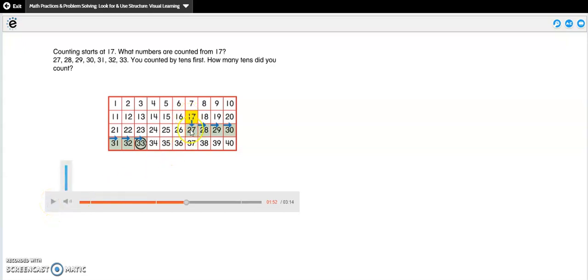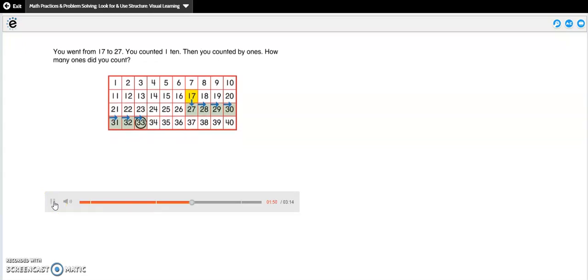Okay, so we counted by tens first, and we know that because we started by going down the column. How many spaces did we move down the column? How many arrows do you see? I see just one. We moved down 1 ten. You went from 17 to 27. You counted 1 ten. Then you counted by ones. How many ones did you count?